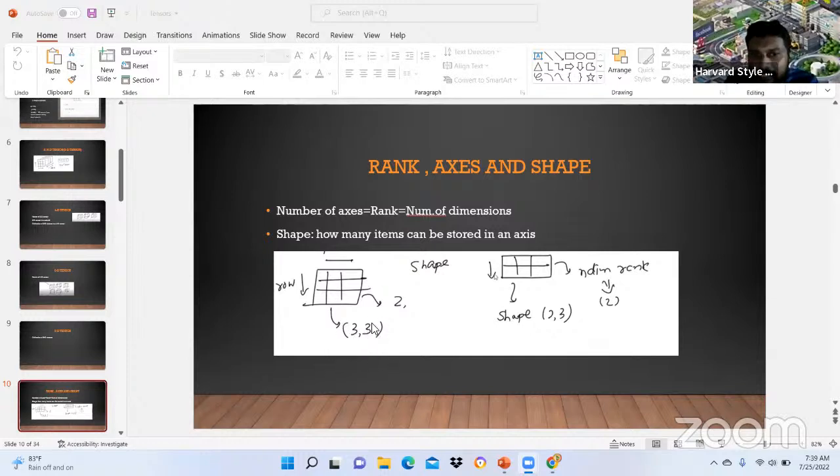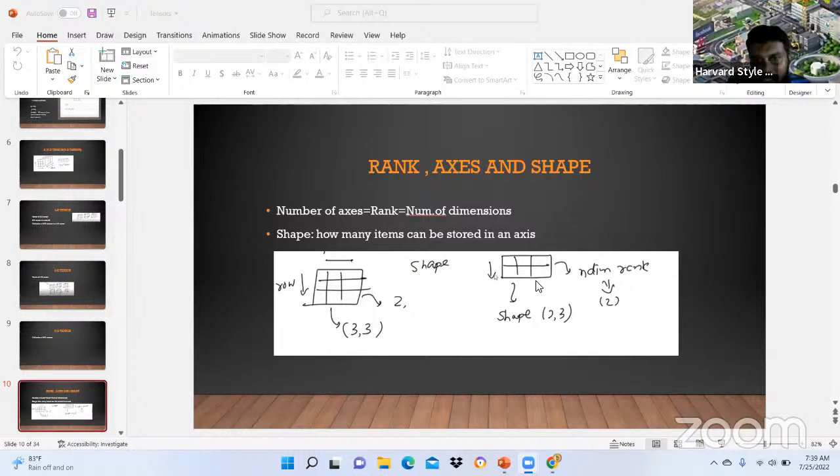By representing it this way, we call it the shape. If this is the matrix, you can see how many rows are available? 2. How many columns are available? 3. So we write it as (2, 3). It is called the shape. Now see how many dimensions are available.